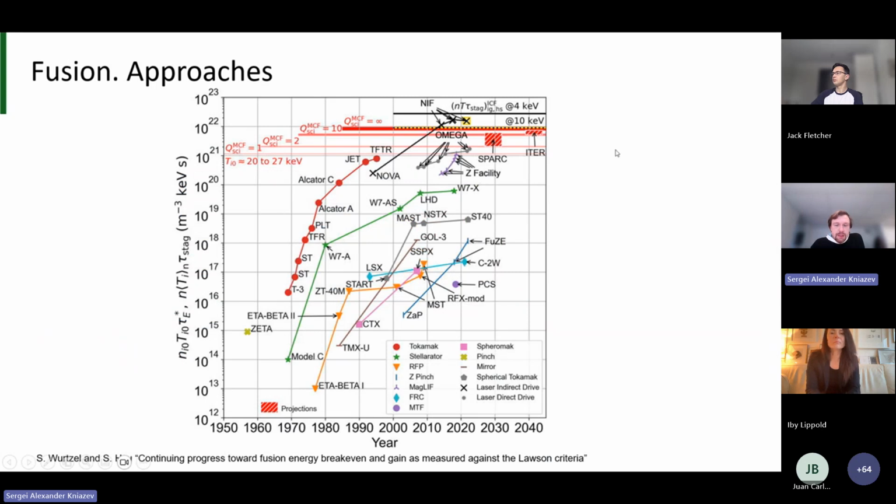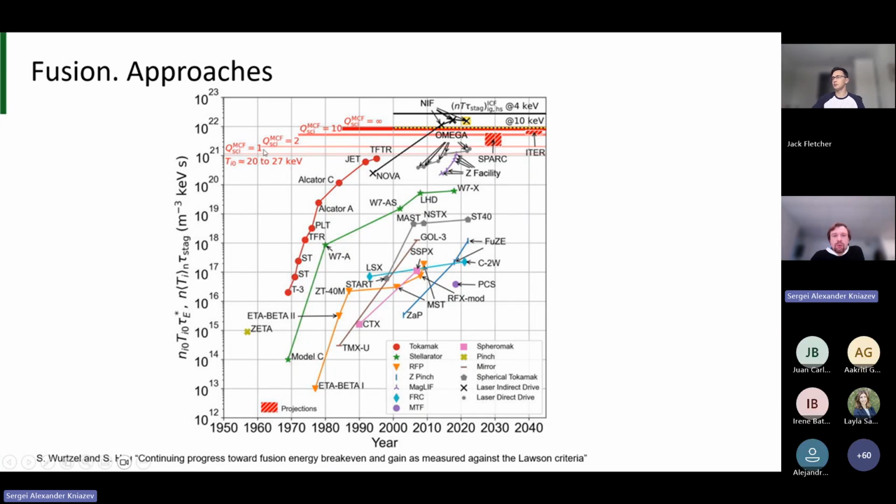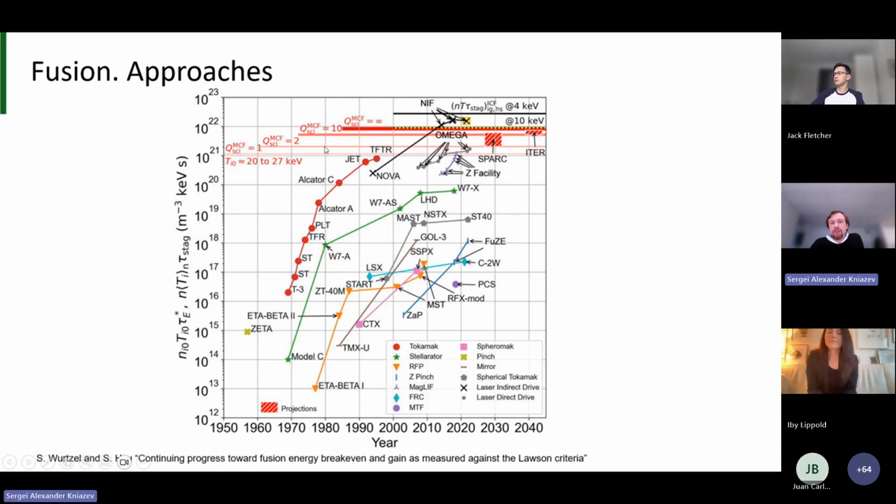So here, this is basically the evolution of fusion concepts, the progress of the fusion concepts in getting the triple product. And the red line here is Q equal 1, Q scientific, so energy out equals energy in. So the first, let's say, key validation of the fusion reaction is to achieve energy gain.